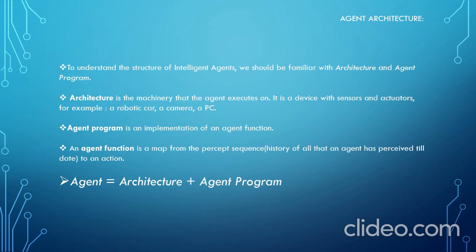Agent program is an implementation of an agent function. That means every agent has a pre-programmed function which defines how it works. That is the agent program. An agent function is a map from the percept sequence history of all that an agent has perceived till date to an action. Agent is a combination of architecture plus agent program. Without architecture or agent program, the agent cannot work.